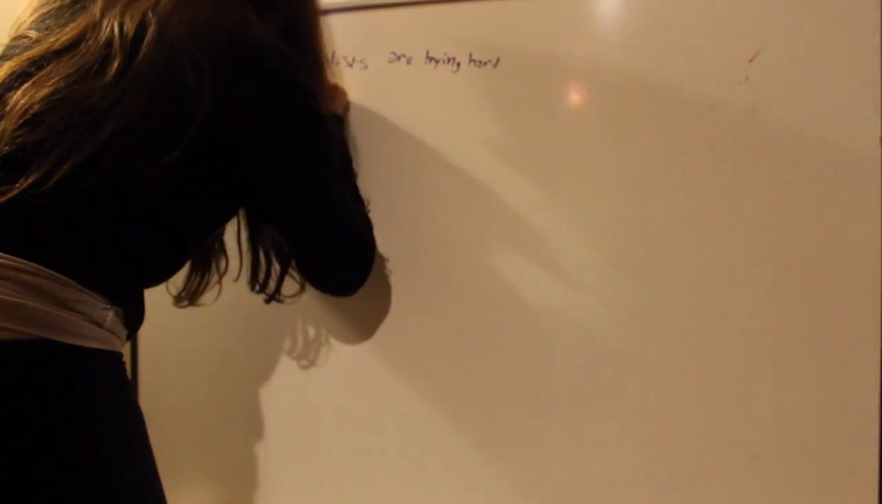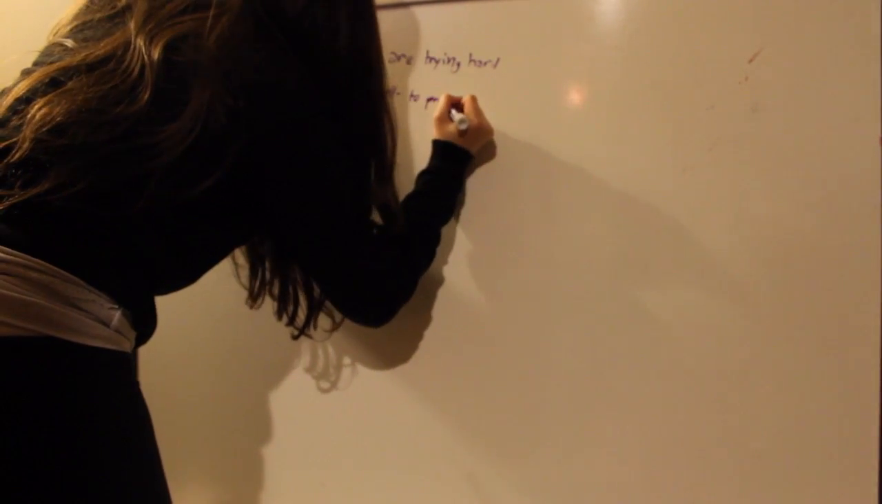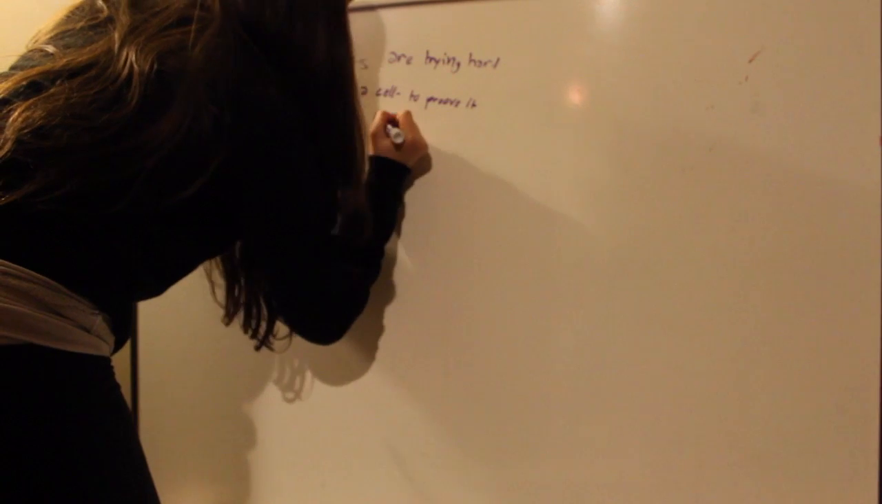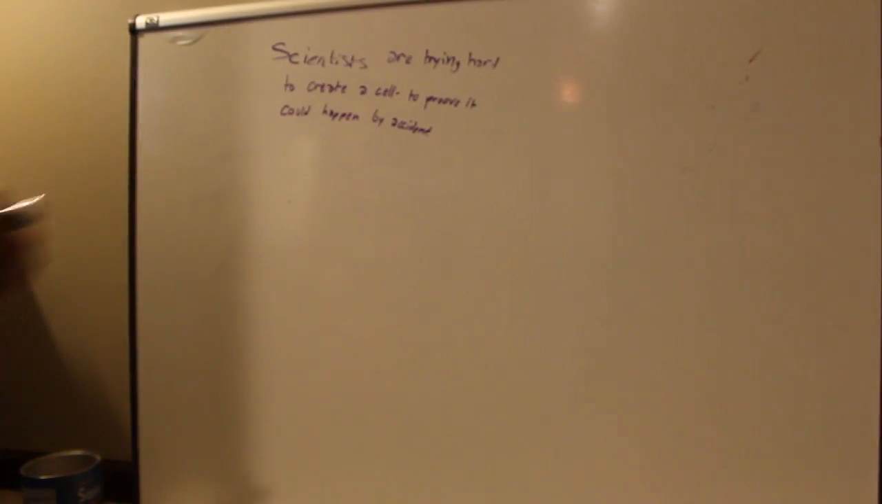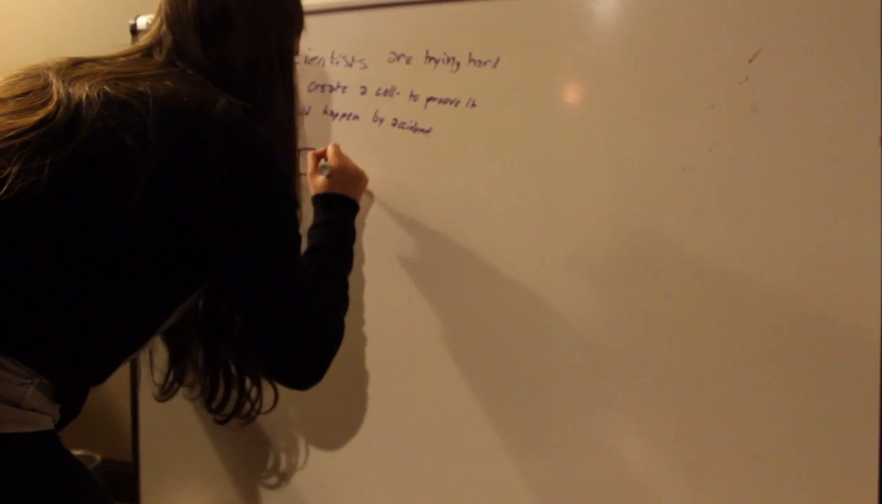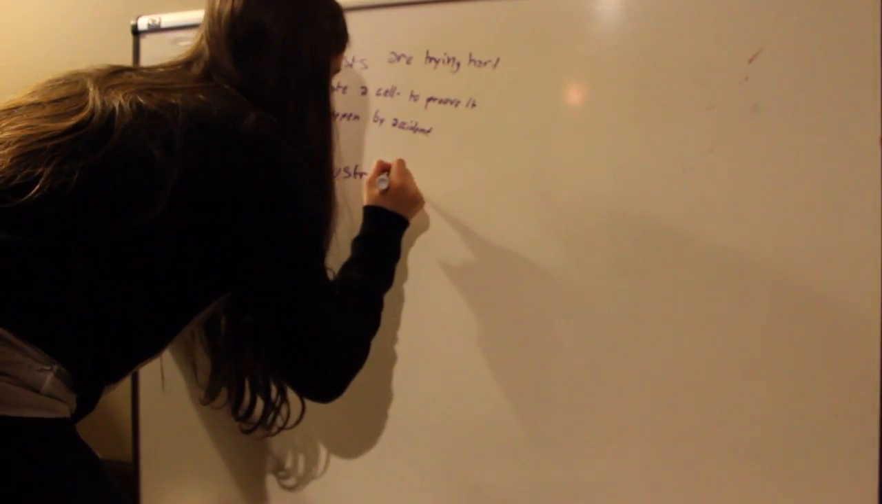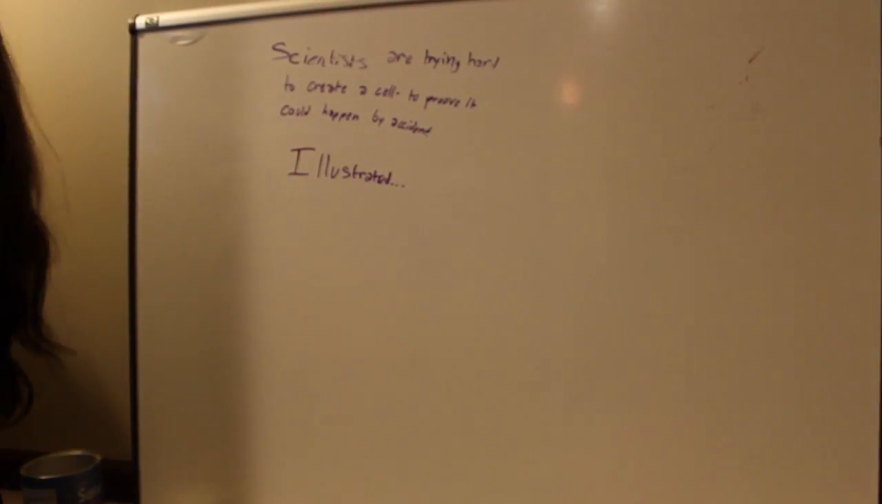So basically, scientists are trying to prove that this could have occurred by accident, that a cell could have occurred out of non-living matter. They're trying to create one out of non-living matter. But the question is, even if they do eventually do that, what would they actually prove? So here it is illustrated.